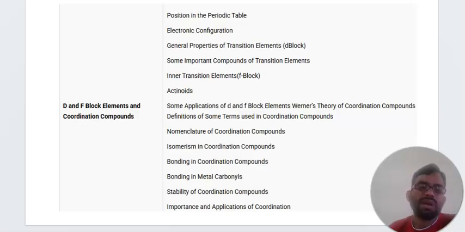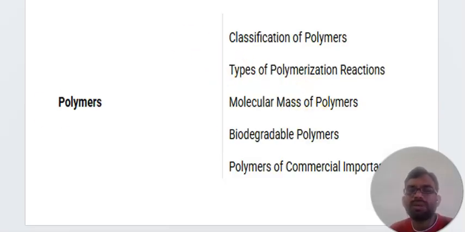Then the next chapter is d and f block elements and coordination compounds. In this you can see these subtopics: position in the periodic table, electronic configuration, general properties of transition elements like d block elements, actinides, and bond formation in metals. These are the few important subtopics. Next is polymer chemistry: classification of polymers, types of polymerization reactions, molecular mass of polymers, biodegradable polymers, and polymers of commercial importance. These are the subtopics of the polymers chapter.